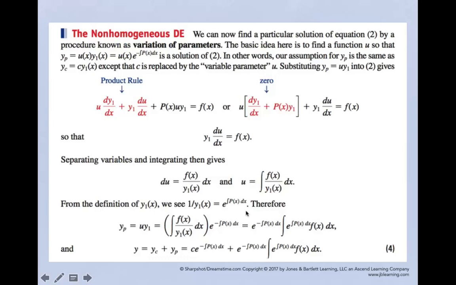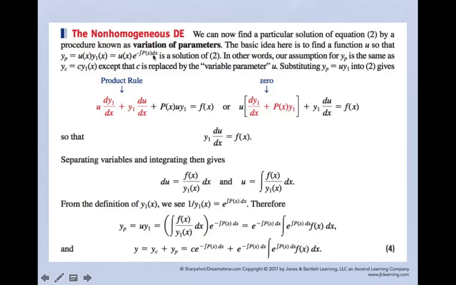So for the particular solution, we can use a procedure known as variation of parameters. And so basically we're trying to find a function u so that the particular solution is equal to this u of x times y1 of x. And then that's going to be, when we solve it, given that we've already solved for y1, u of x e to the minus integral of p of x dx.